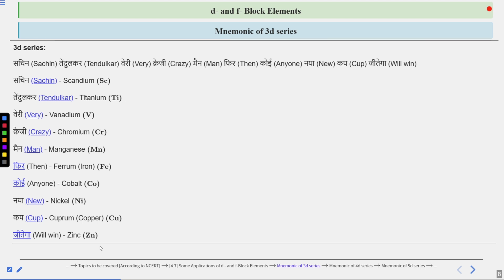So this is the mnemonic of 3D series. You can learn it or you can write it somewhere. Okay, and this will be very helpful while reminding the order. If in some question the question is asking about the order of either atomic radii, ionic radii, ionization enthalpy, electronic configurations, right? That you can easily get or remember by remembering this mnemonic of the 3D series.